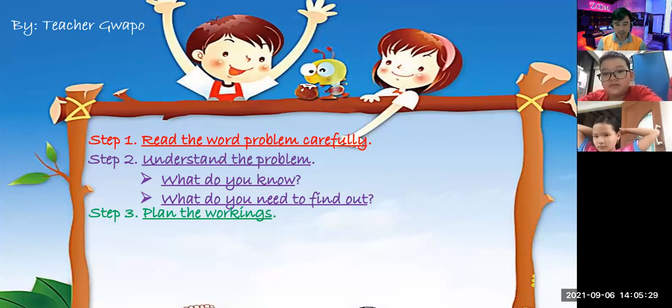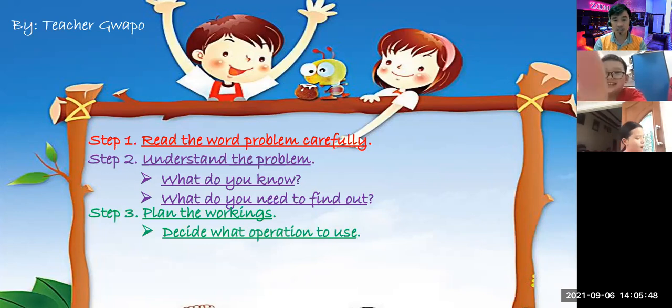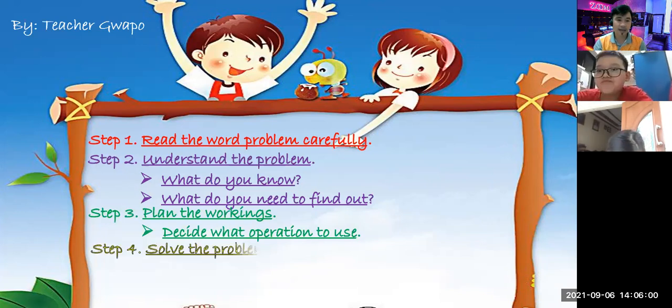Now, this is the most important thing here, because if you don't know what plan or workings you're going to use, you might use the wrong symbol, like addition or subtraction or multiplication. But here, since we are in multiplication, there's nothing to worry about. So you have to decide right away that we will use multiplication. The operation that we will use is times. And step number 4, that's the time that you will solve the problem.